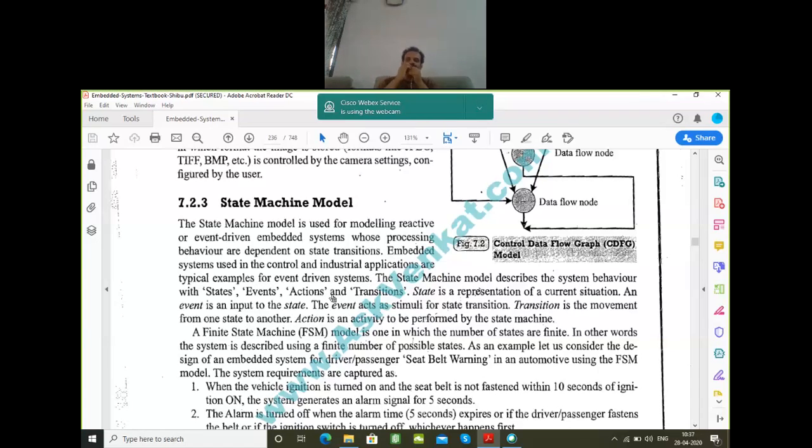What are the examples? Embedded systems used in control and industrial applications are certain examples. So the state machine model describes certain behavior of the state. What are the behaviors? The behaviors are the states, the events, the actions and transitions. So what are all these? We will see now: what is the state, what is an event, what is an action, and what is a transition.